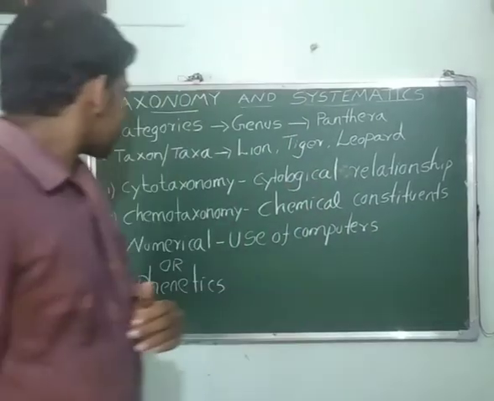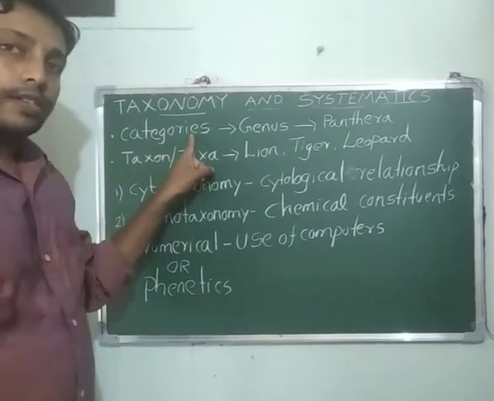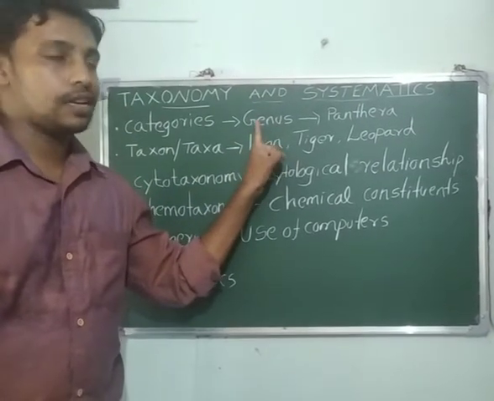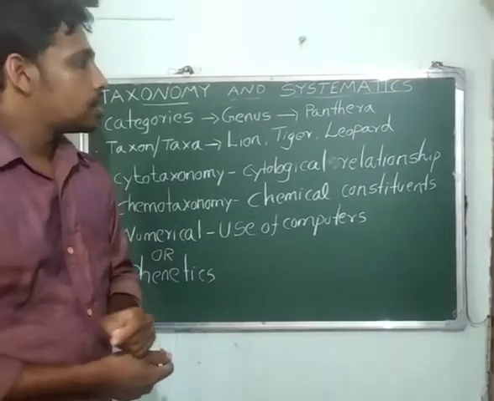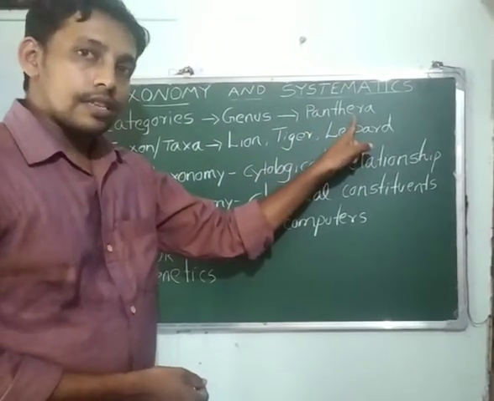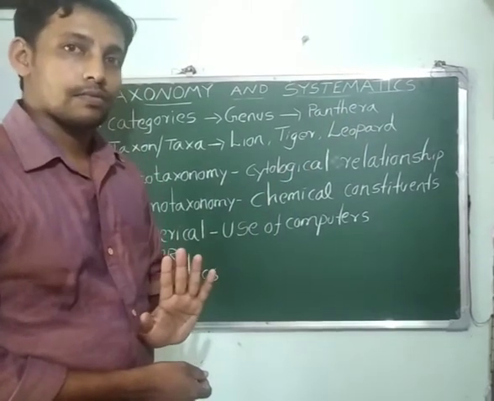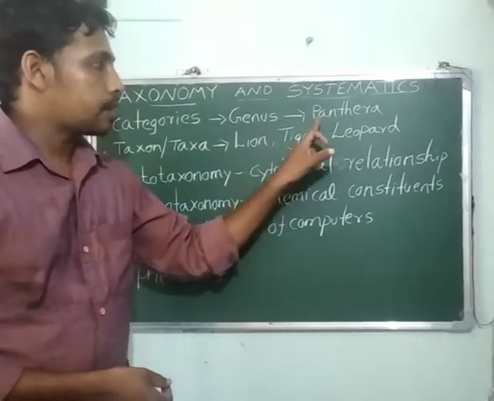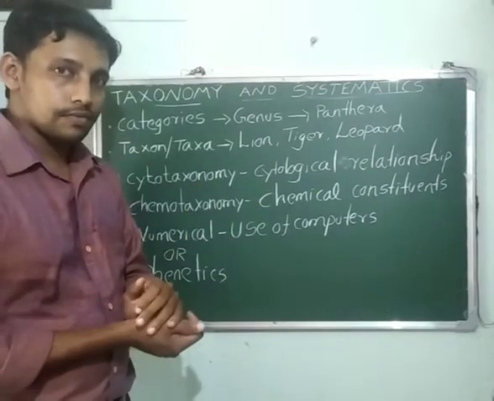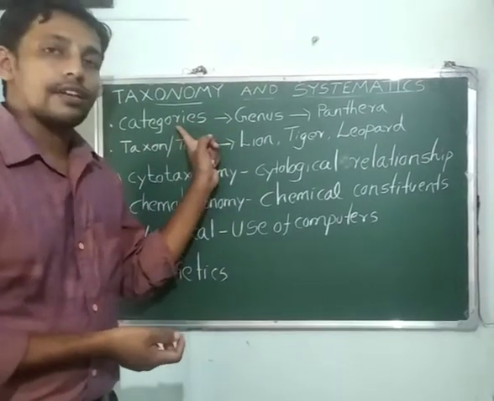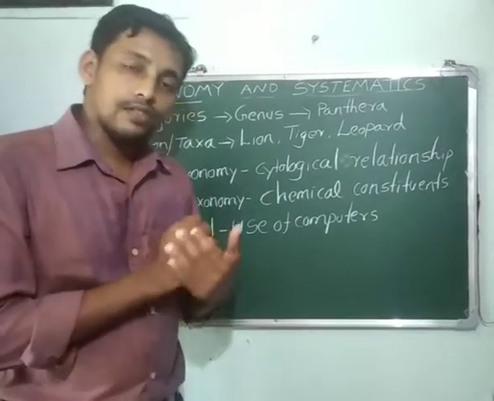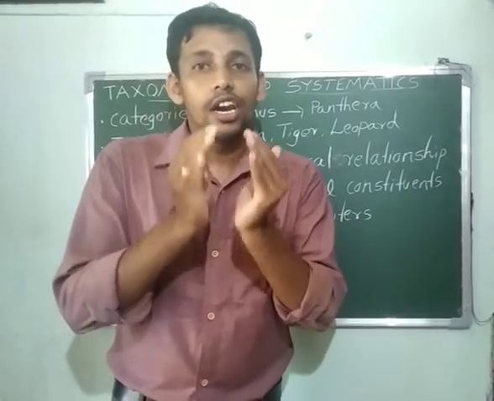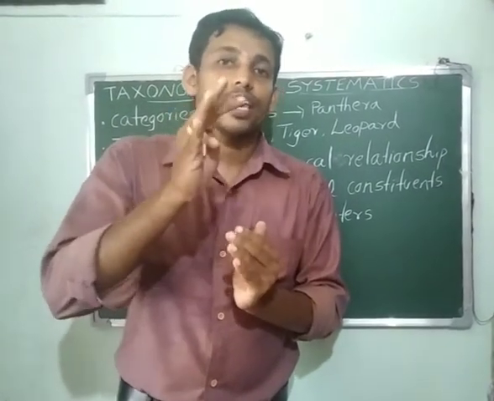Here, the categories, for example, genus is a taxonomic category. Panthera is an example for genus. In taxonomy, genus is a category and Panthera is an example for genus. Inside the category, we can see the exact living objects. The actual living objects are seen in the category.